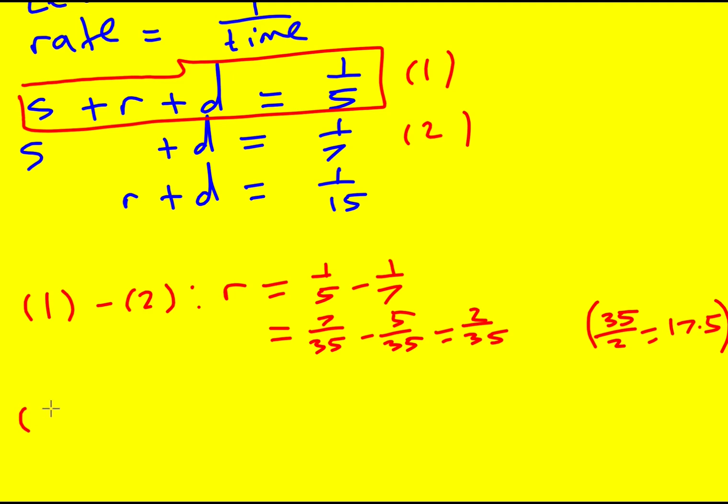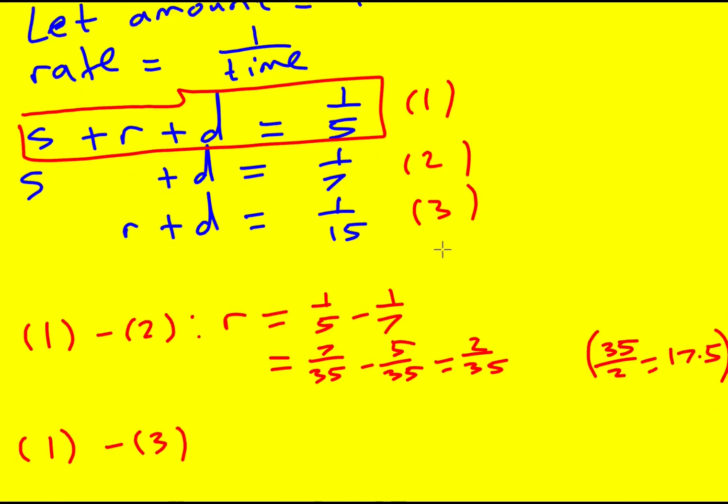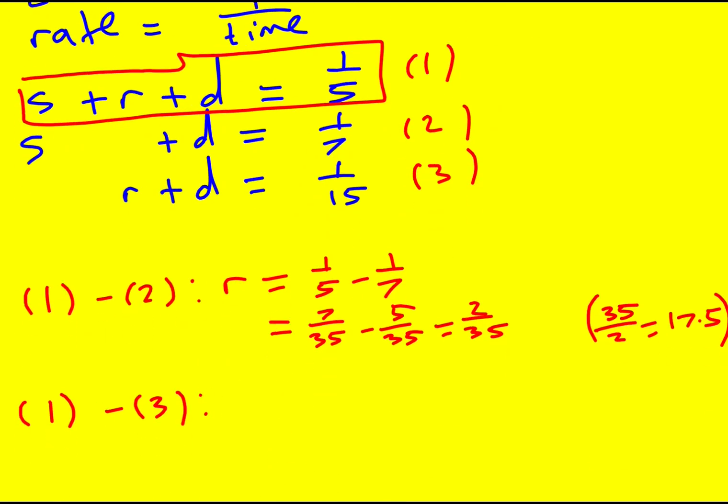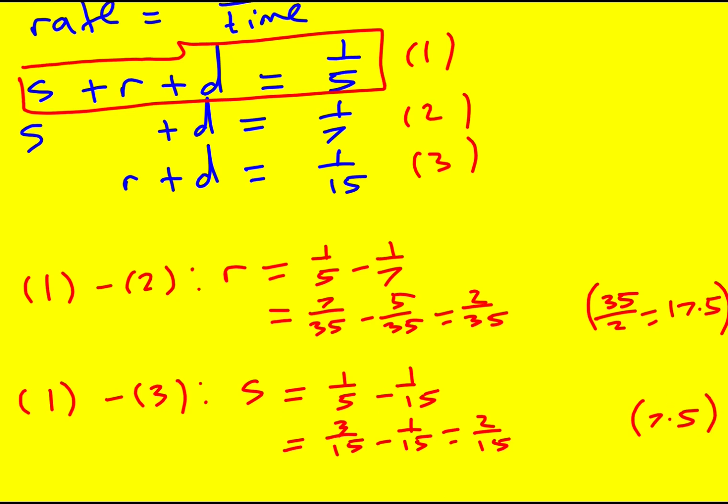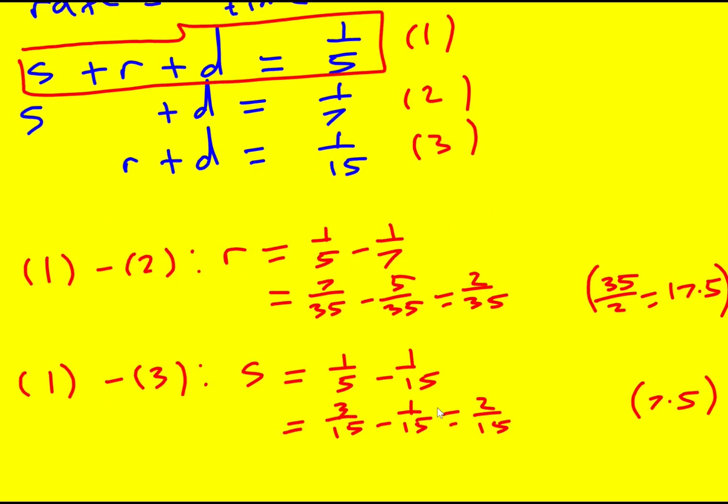Right, now I'm going to work out equation 1 minus equation 3, because then I'll get, I've forgotten the name, Saba's rate. So I'm going to get S by itself. S is 1 over 5 minus 1 over 15, which is going to be 3 over 15 minus 1 over 15, or 2 over 15. And Saba would do the work in 15 over 2, or 7.5 minutes by themselves. Again, not required in the question, but I'm just saying.